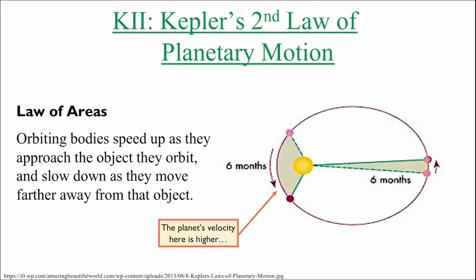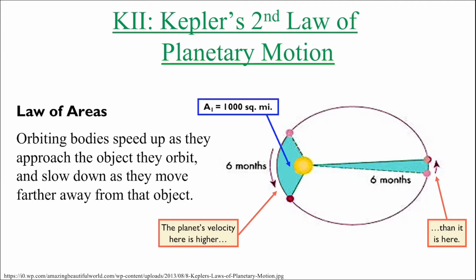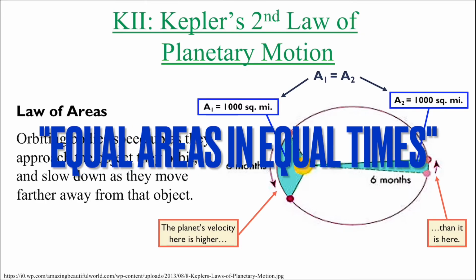Now, on the opposite end of its orbit, where the planet is furthest from the star, it is moving so slowly that it sweeps out a much thinner area. However, the catch is that these areas are actually equal in size. They just happen to be shaped differently. So if one is hypothetically 1,000 square miles, then so is the other. Thus, Kepler's second law is also referred to as the law of equal areas and equal times.